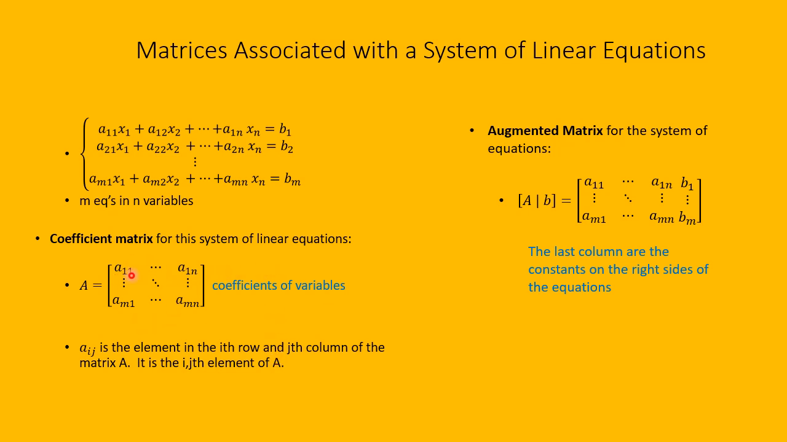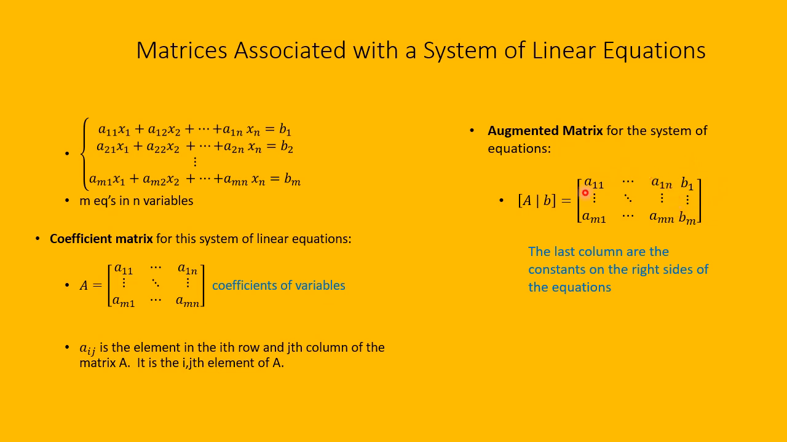Well, this coefficient matrix is not enough for us to represent these equations entirely, because we also have these constants on the right-hand side of these equations. The augmented matrix for the system of equations looks like the coefficient matrix that we had here, just copied in this portion right here, augmented or increased by one column. And this column are the values b1, b2 through b sub m that are on the right-hand side of the equations.